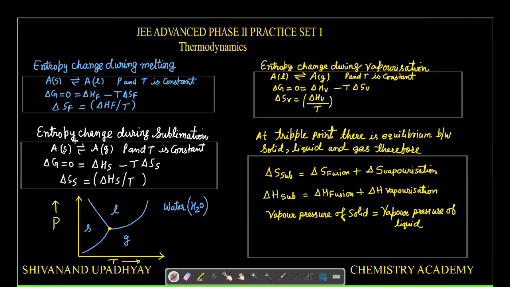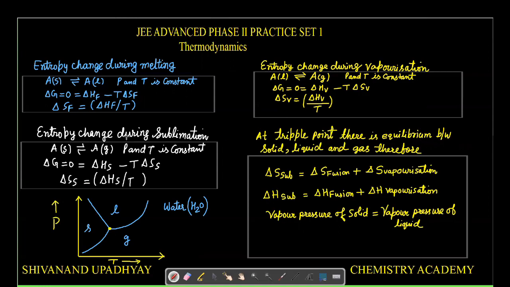Same way I can write the entropy change during vaporization. So when vaporization or boiling is taking place at its boiling point, we can say that delta G is equal to 0, or delta H minus T delta S is equal to 0. And from there, we can say that entropy change on vaporization is equal to delta H vaporization divided by temperature.